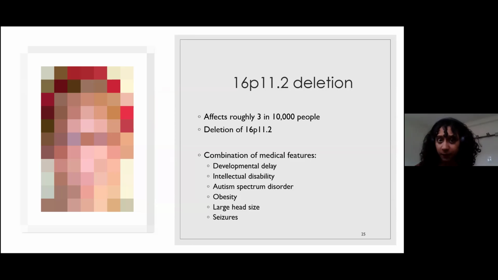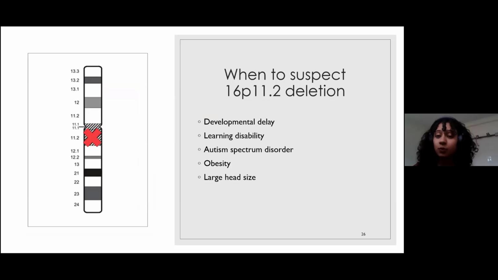So these kids can have developmental delay. They can also have intellectual disability. They can have autism spectrum disorder. They can have obesity and a large head size, and they can also be prone to seizures. And so when do we suspect 16p11.2 deletion?